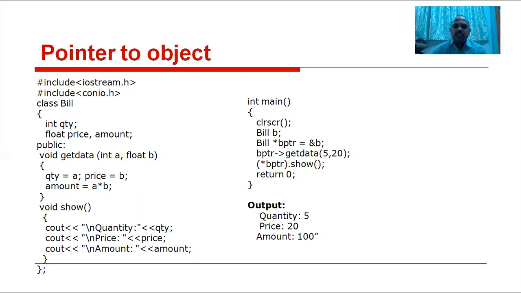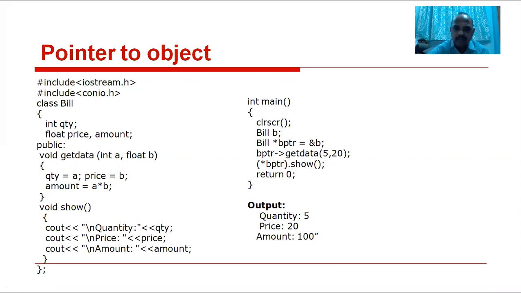Okay. Then this is the main function. So bill B, defined in a similar way. Bill is a class name where B is an object of the bill. This is an ordinary object. Then bill asterisk BPTR. This is a pointer object equal to ampersand B. B's address is assigned into BPTR.